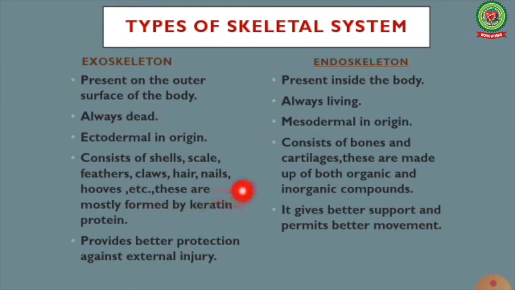Now, moving on to the endoskeleton. All the hard parts, bones and cartilage, which are present inside the body collectively constitute the endoskeleton. Endoskeleton is always living. It is mesodermal in origin. It consists of bones and cartilage, and these are made up of both organic and inorganic compounds. It gives better support and permits better movement.